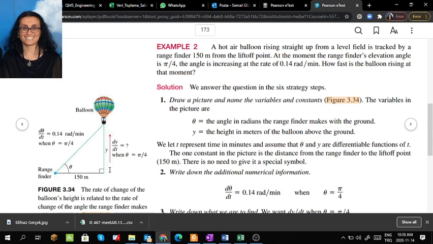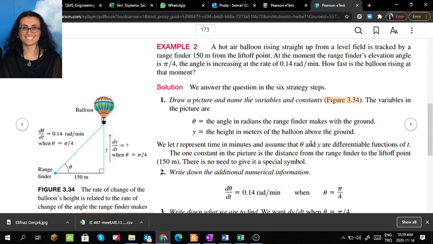So draw a picture and name the variables and constants. We have the balloon here, we have the rangefinder 150 meters away, and the height of the balloon is y. This angle is theta, and we are given that the rate of change of theta with respect to time when theta is equal to pi over 4 is 0.14 radians per minute. They are asking what is dy/dt when theta is equal to pi over 4. That's what they are asking you to find.